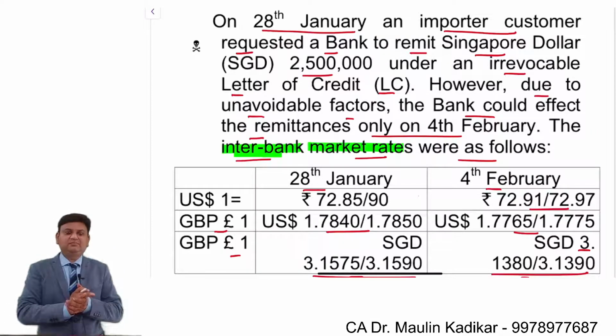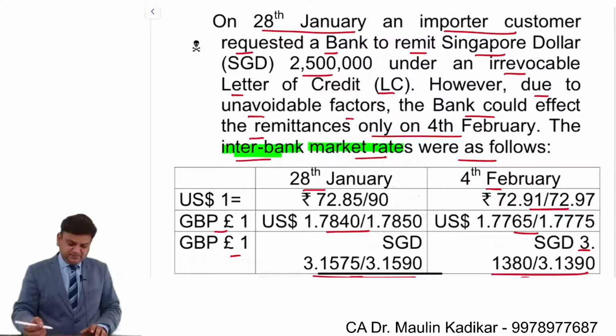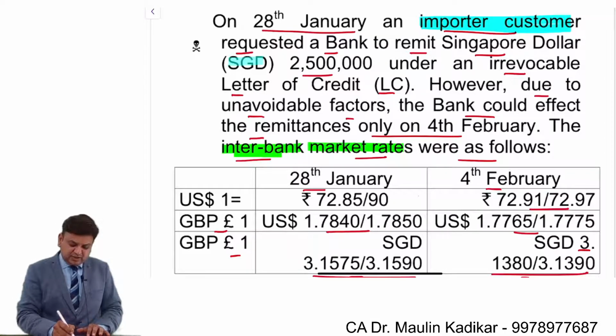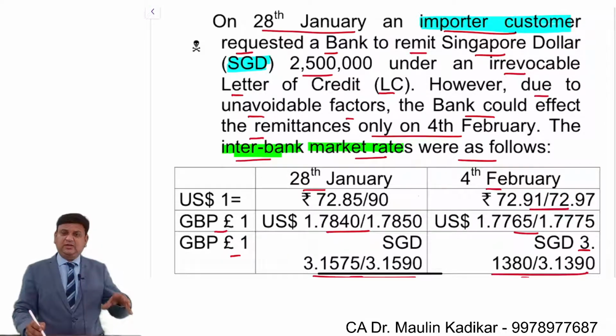Friends, over here the question is lacking the information about which country the importer customer belongs to. Going with the institute suggested answer, the assumption they have made is that it is an Indian company which had imported goods and had to make payment in Singapore dollar currency. So the answer is calculated by the institute and we are following the same pattern. Of course, the clarity should be given by the institute that this importer customer is an Indian company.